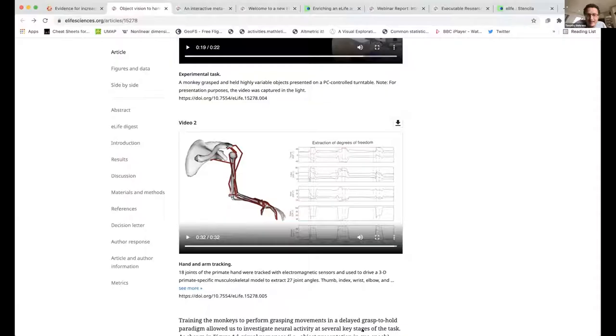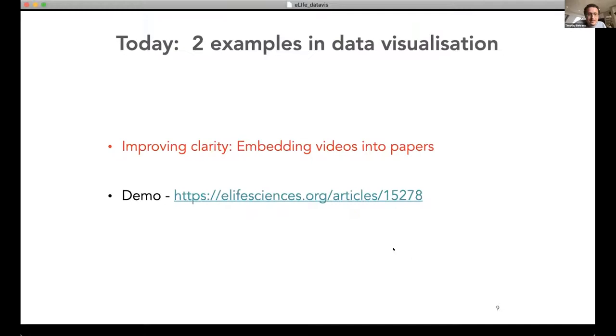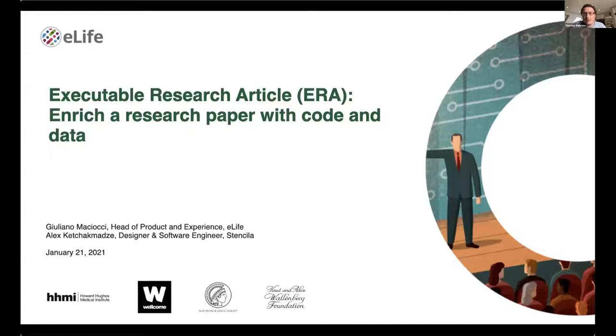I'm going to stop this show and go back to the presentation, flip-flop back again. So here's the second example. And this second example is a much bigger beast than that. This is called an executable research article. Effectively, we're allowing you to publish your data and your code. And I'll show you how that works.